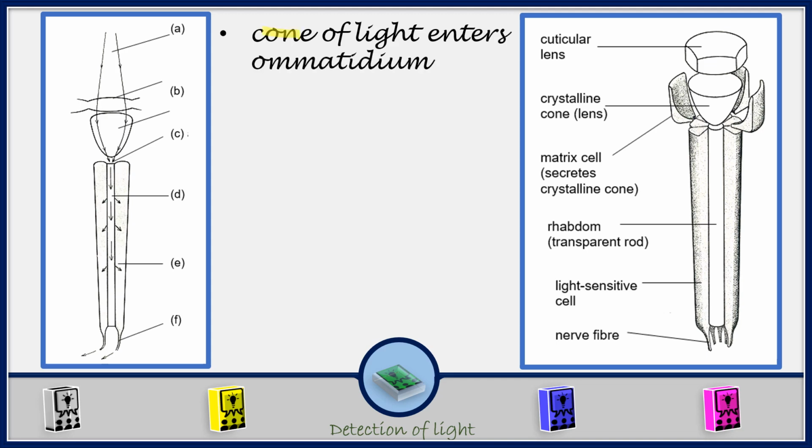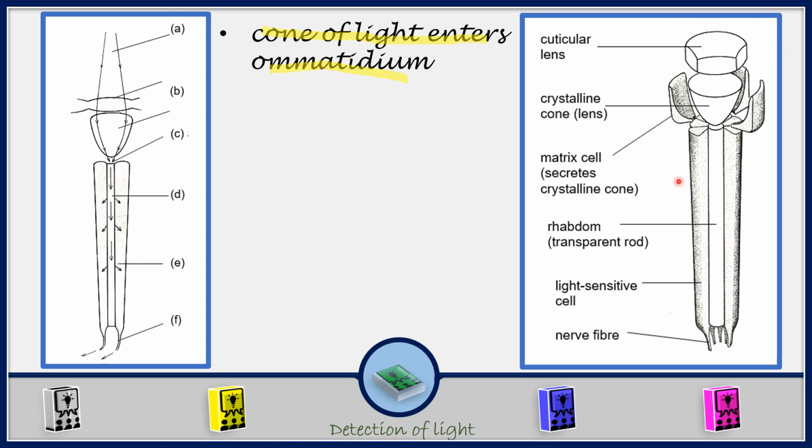So the cone of light enters the ommatidium. Now we want to see how light is going to be perceived by the insect. Here we are looking at light. We have our light rays coming in from up. This is part A. At part A, we are saying the cone of light enters into the ommatidium.